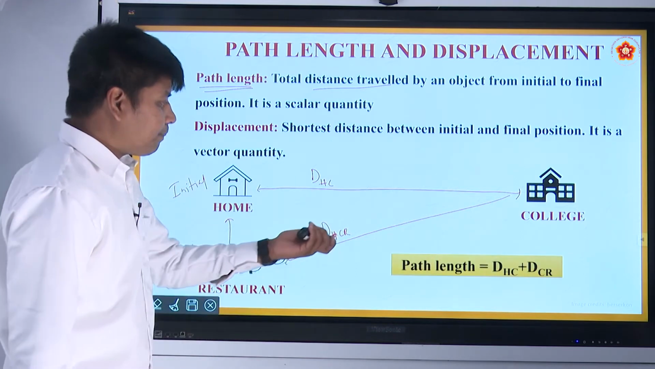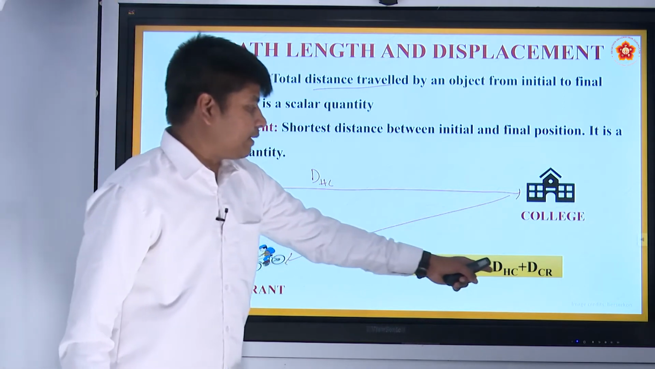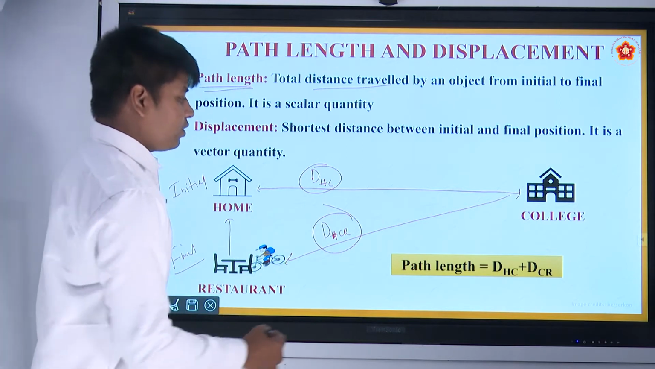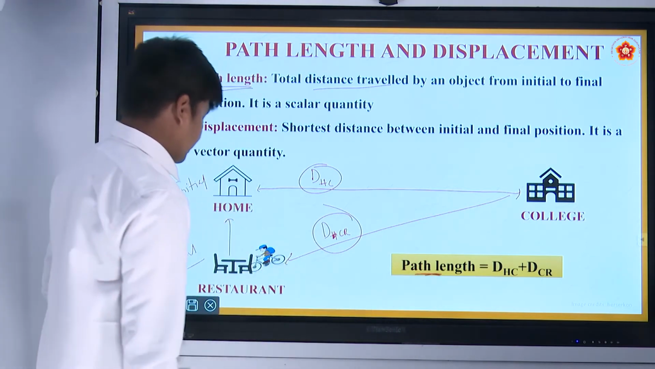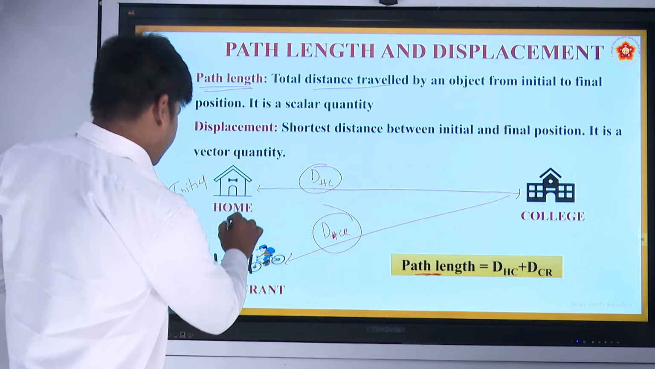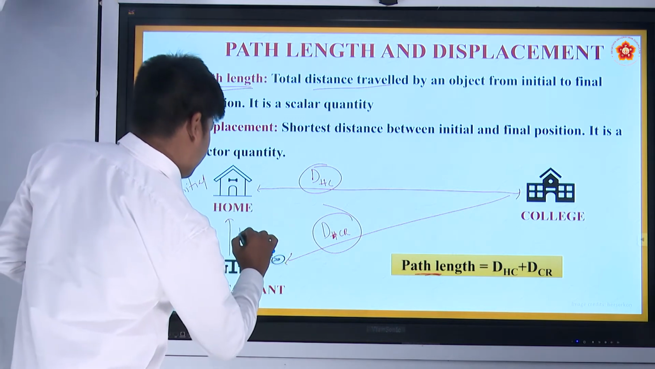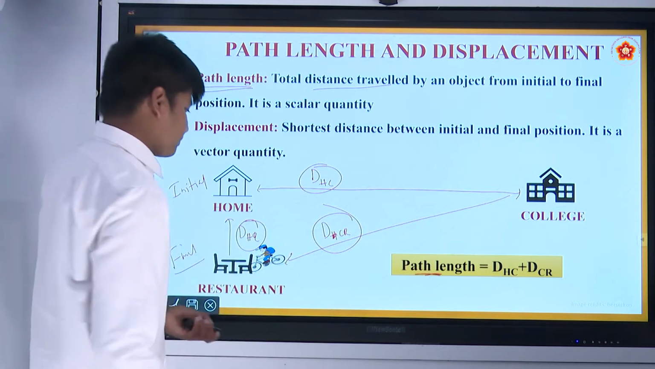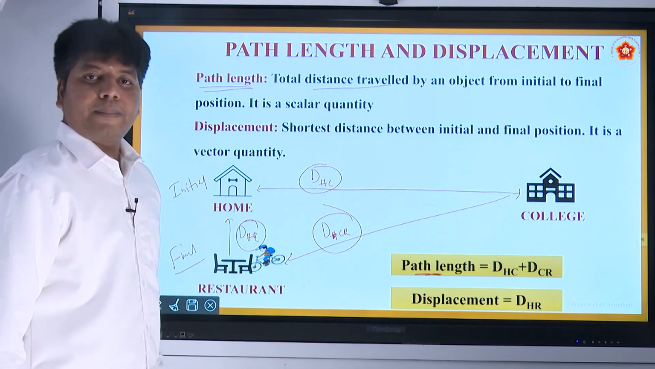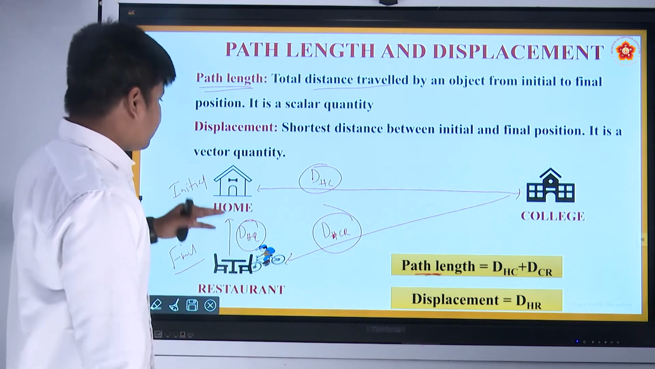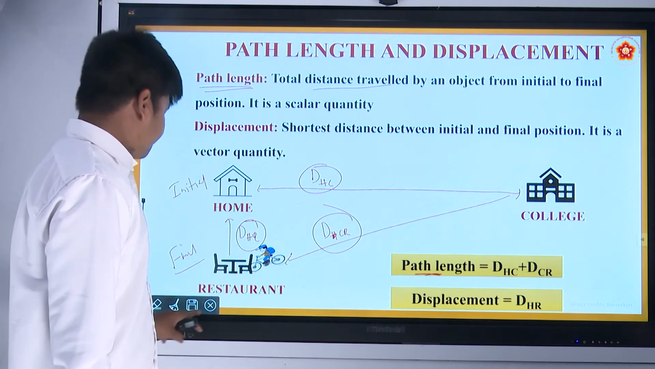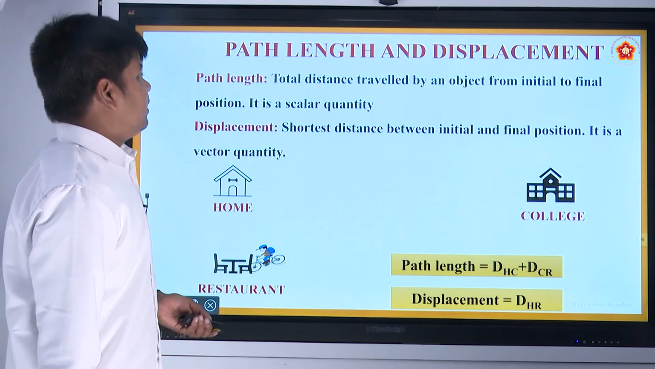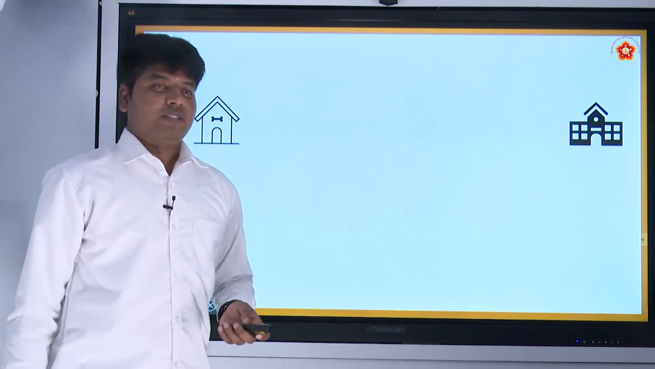So path length is nothing but d_hc plus d_cr. When you add these two together, you will get the path length. Displacement is nothing but the distance between these two. The distance between these two is d_hr, let it be d_hr. Alright, this is how we define path length and displacement. So having known this, let us see the various cases of this.